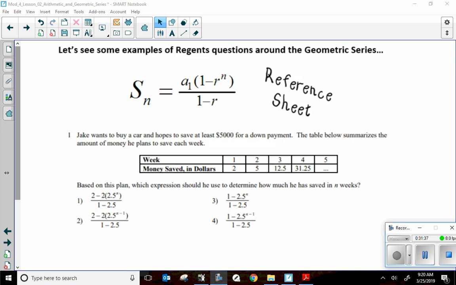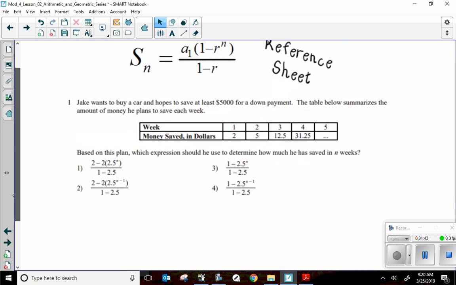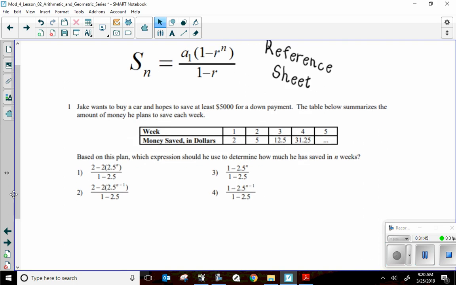So, let's take a look at example 1. Jake wants to buy a car and hopes to save at least $5,000 for a down payment. The table below summarizes the amount of money he plans to save each week. Based on the plan, which expression should he use to determine how much he saves annually? Remember, this is like your x and this is your y. In other words, this is your n and your dollars is a sub n.